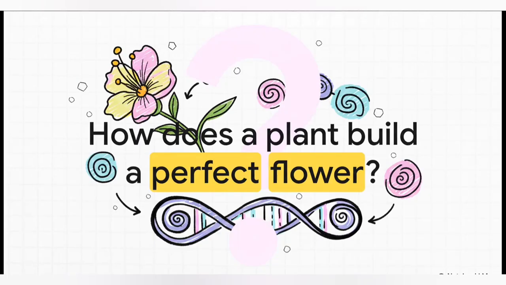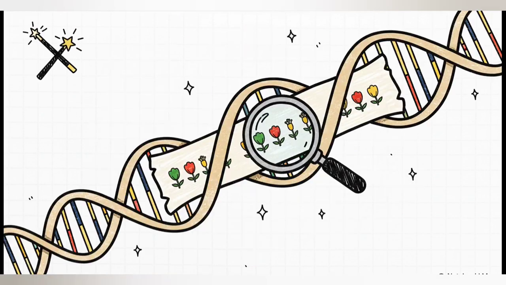The big question is this: what's the instruction manual? How does a plant know exactly where to put the petals, the stamens, and all the other bits and pieces in the right order every single time? And the answer, of course, is hidden in its DNA. It's not magic at all. It's this incredibly elegant and precise genetic blueprint, a program that's been tweaked and perfected over millions of years. So today, we are going to crack open that blueprint and see exactly how it works.